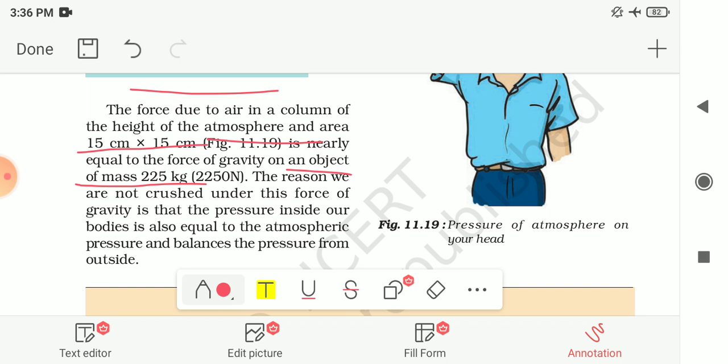That means if the area of your head is 15 centimeter by 15 centimeter, then the atmospheric pressure on your head is equal to the gravity force which is acting on any object which has the mass of 225 kilogram. So that much atmospheric pressure is acting on you. Now you can imagine the magnitude of atmospheric pressure. This 225 kilogram can be represented by 2250 Newton. Here N represents the unit of force, which is known as the Newton, and it is denoted by the capital N.